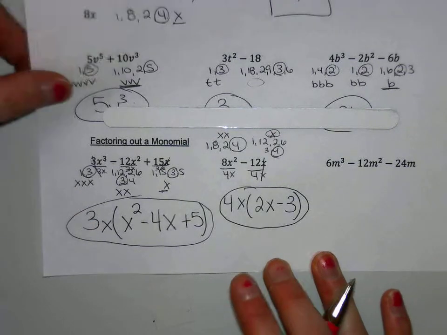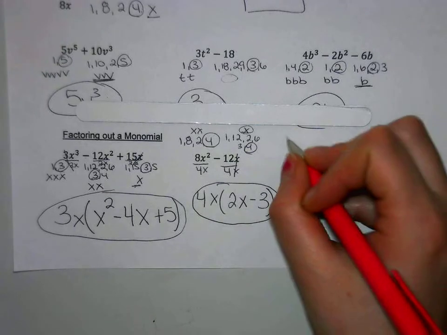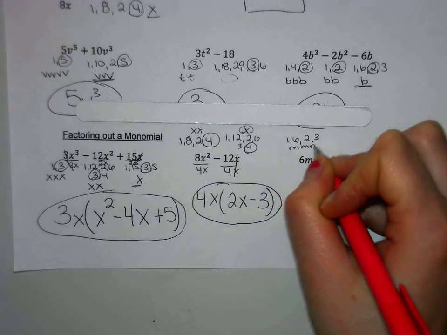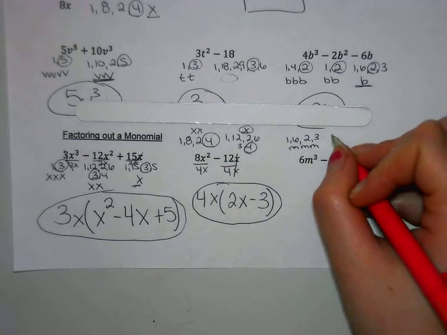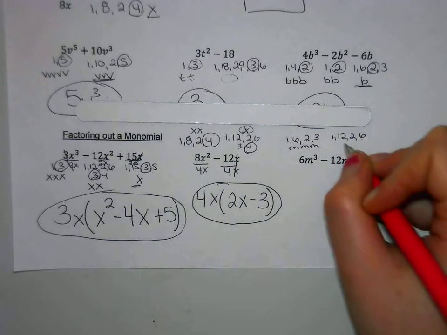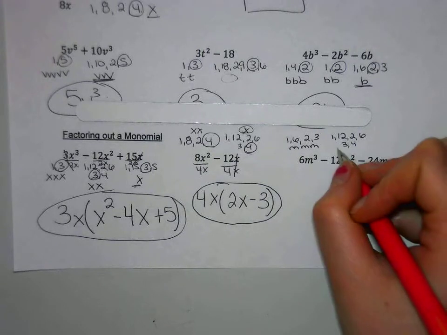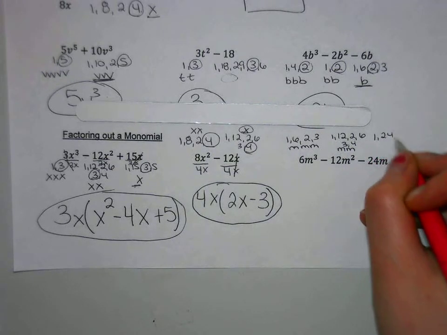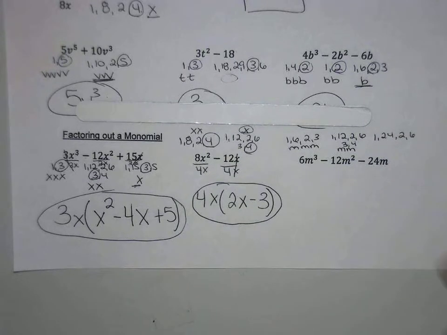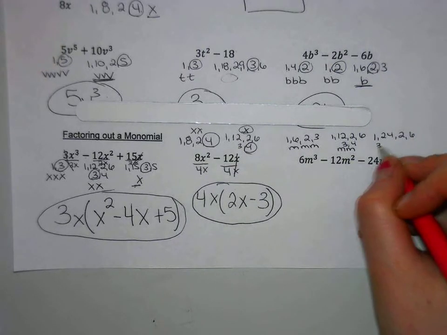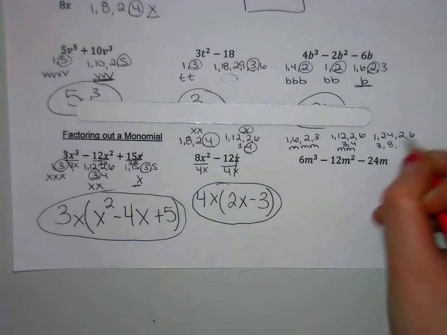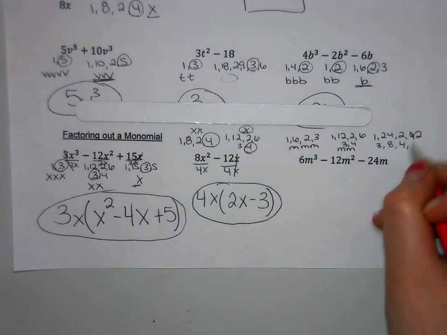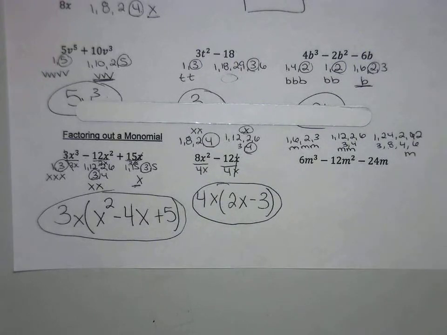Let's look at our last example problem. Factors of 6: 1 and 6, 2 and 3, and we have 3 variables. 12: 1 and 12, 2 and 6, 3 and 4. We have 2 variables. 24: 1 and 24, 2 and 12, 3 and 8, 4 and 6. We have 1 variable. So let's look.